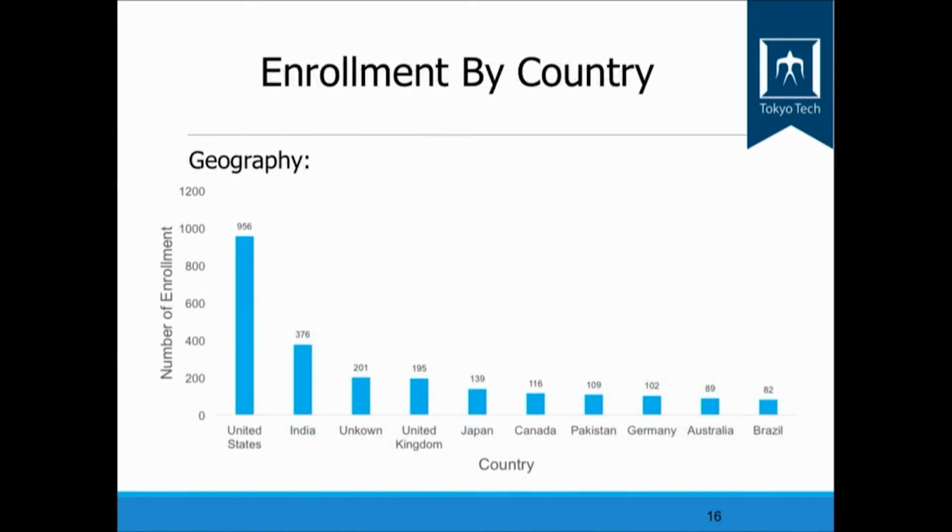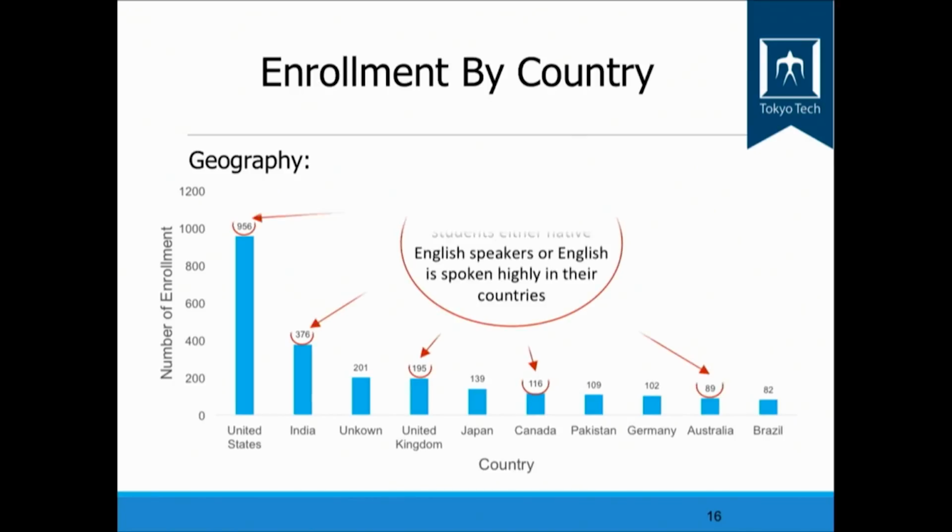We also can know the geography of the people who enrolled in the MOOC. This graph shows the top 10 countries, and there's unknown here, but we'll ignore that, the top 10 countries that had the highest enrollment of this MOOC. From here, we notice that 42% of the people who enrolled in the MOOC are either native English speakers or English is spoken widely in their countries.